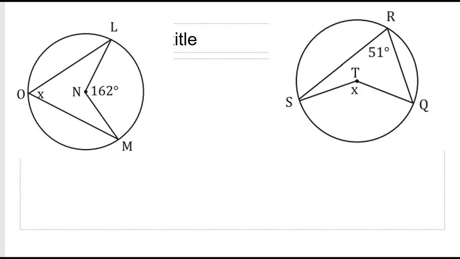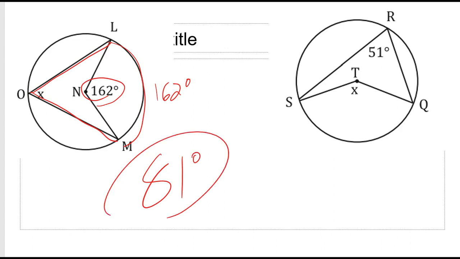All right, next. Once again, we are combining inscribed angles and central angles. Let's start with the one on the left. If this is 162, we know from this arc here, it also has to be 162. We just know that. And in inscribed angles, you can see x goes to 162. It's inscribed, so all we have to do is take 162, cut it in half, and that's 81 degrees.